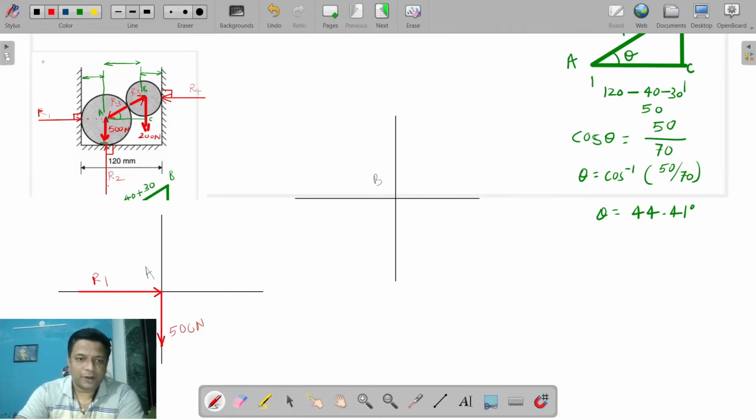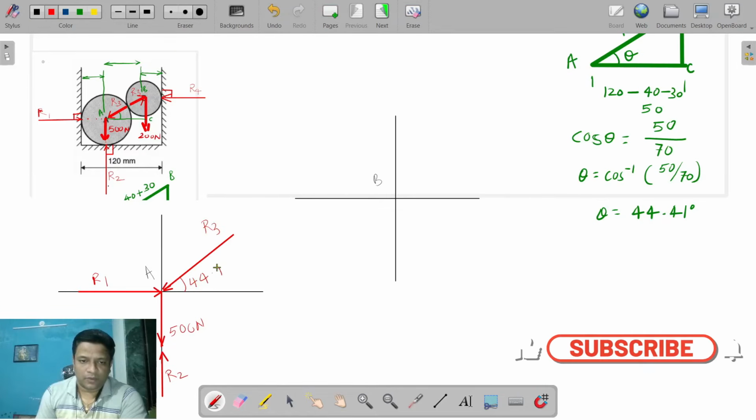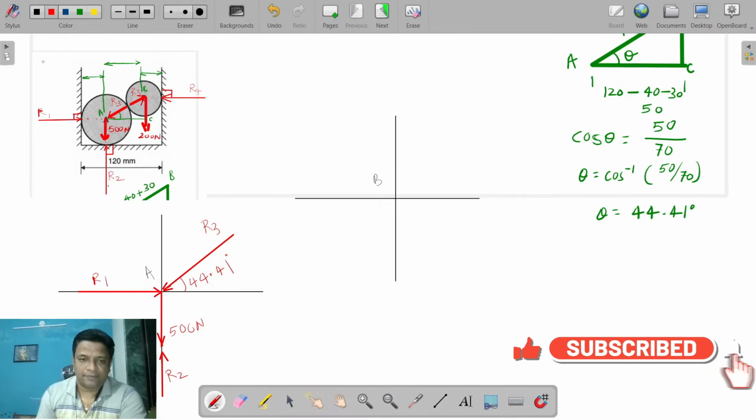Now there is a weight force here, and also a reaction here. So I will draw the reaction as it is to avoid confusion. Then we'll see what we can do. So this is the reaction force which is acting here. The name of the reaction force is R2. Then the R3. R3 is pointed towards the center, right? So this is your R3 pointed towards the center. The name of the reaction is R3. The angle of the reaction with the horizontal is theta, which is nothing but 44.41. So we mark that 44.41 degrees.